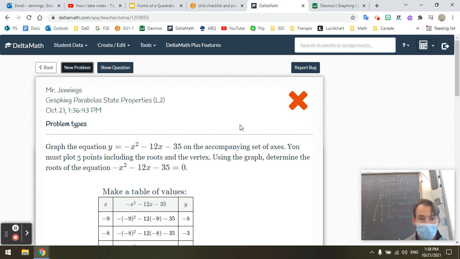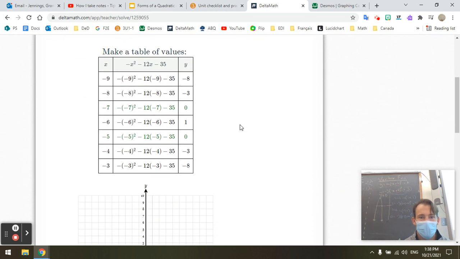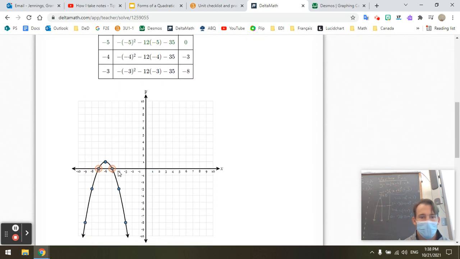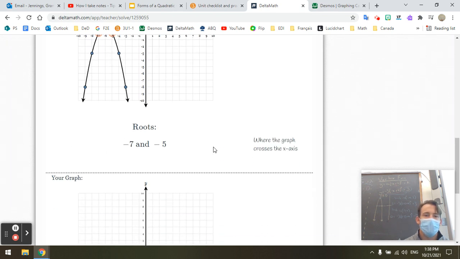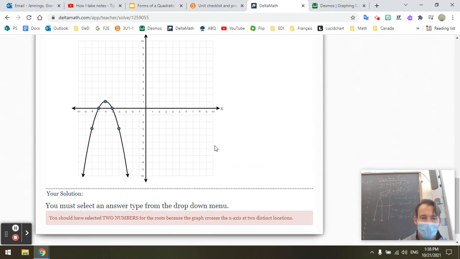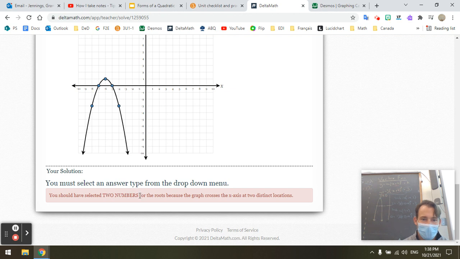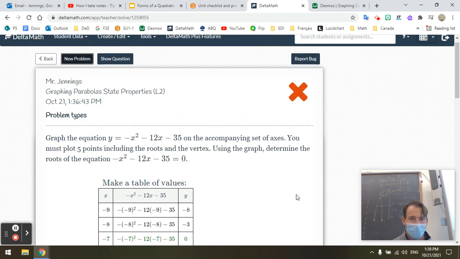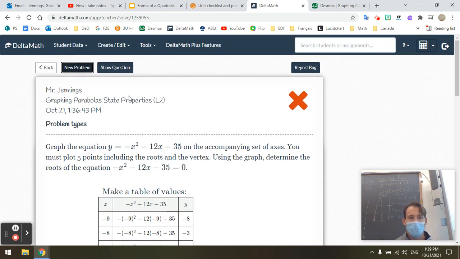Yes. No, I was not right. Why was I not right? Oh, I never specified the roots. Oh, I forgot. I should have selected 2 numbers for the roots because the graph crosses the x-axis at 2 distinct locations. I graphed it correctly. I just forgot that I have to then state the properties. I wasn't reading the question carefully again.